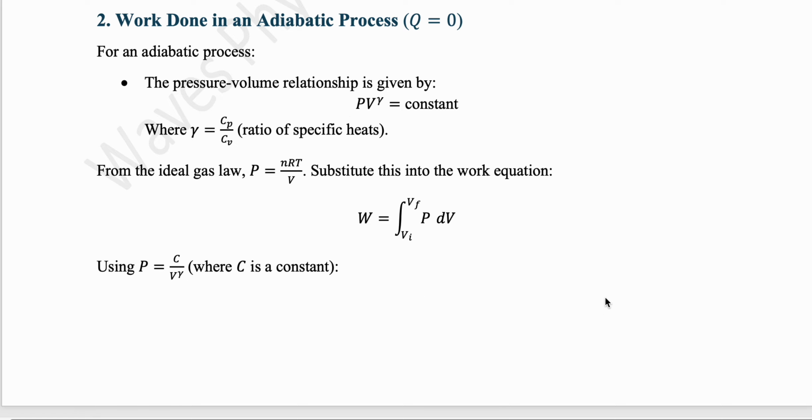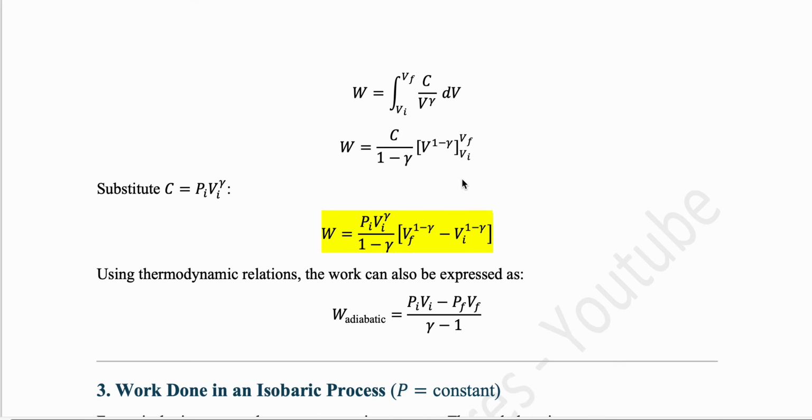Okay, and let's just check this. So you can take this relation, and then you can do your maths. Okay, so 1 divided by minus gamma plus 1, you can take it out, it will be only V to the power 1 minus gamma, from Vi to Vf. So put the upper limit and put the lower limit, and then you can actually get the result in terms of Vf and Vi.